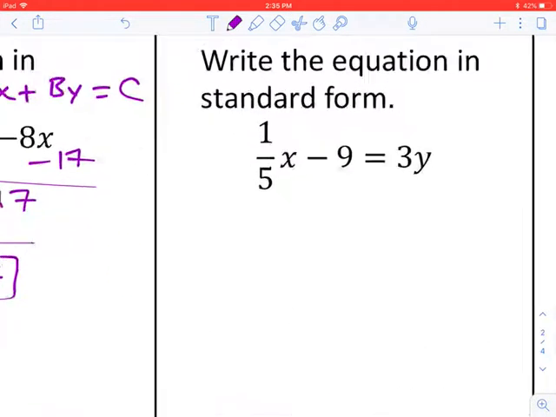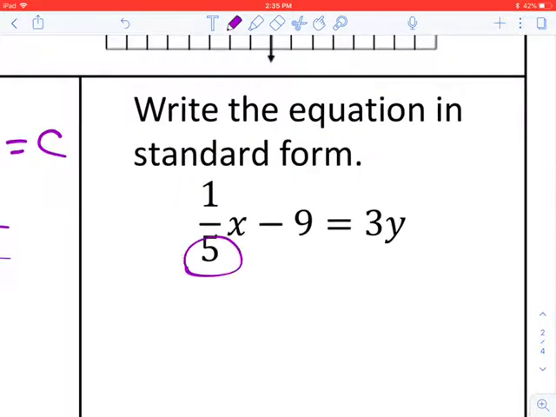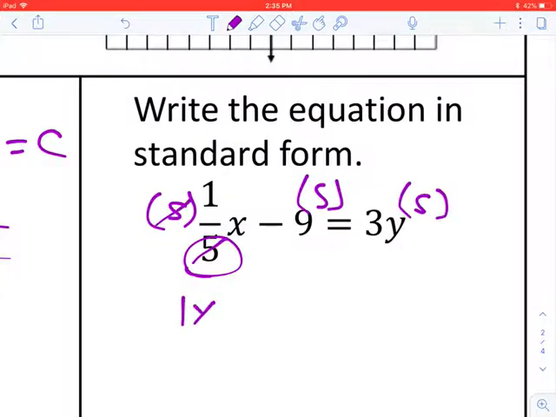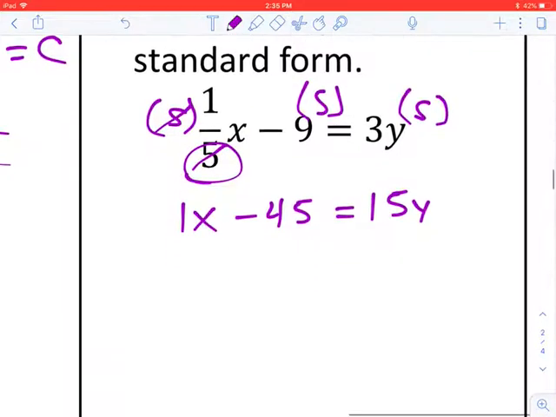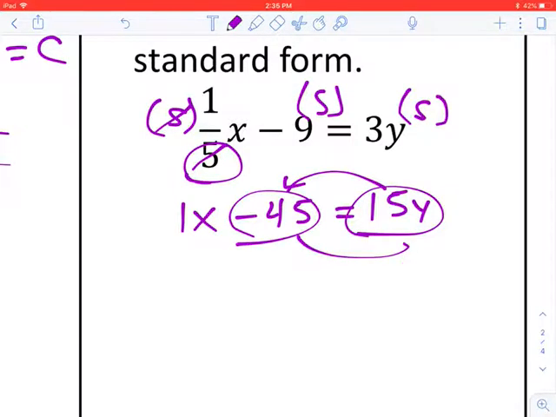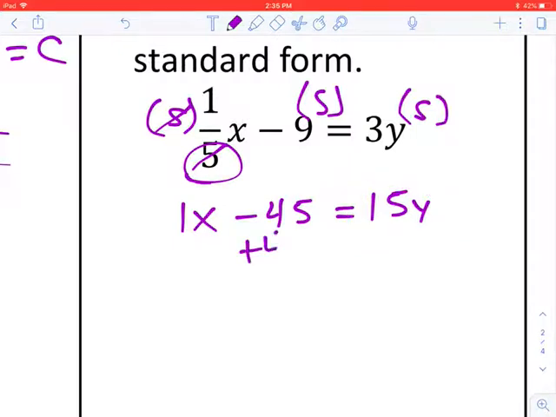Same thing over here, but I need to get rid of the fraction first. So I'm going to multiply by 5 to cancel it, but I got to do that to everything. So the 5's cancel. I get 1x minus 45 equals, and then 3 times 5 is 15y. And so once again, I need to move a couple things. I got to get this over here, got to get this over here. So let's decide what we're going to do first. I'm going to move the 45 first.